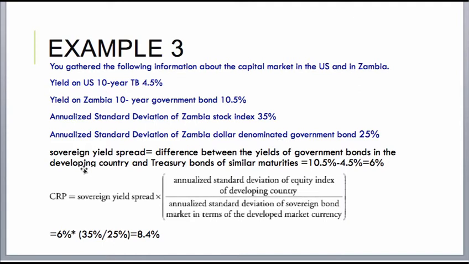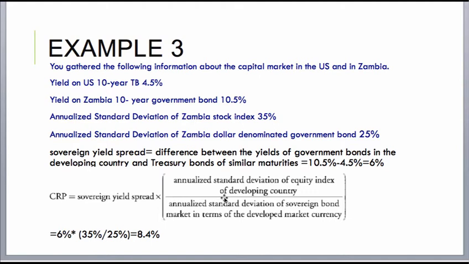So first of all, in order to calculate the country risk premium, we need to estimate the sovereign yield spread, which is the difference between the yields of government bonds in the developing country, in this example Zambia, and the Treasury bonds. The government bond yield in Zambia is 10.5%, right? And the U.S. Treasury bond yield is 4.5%. So the sovereign yield spread can be calculated like this, and it is 6%.